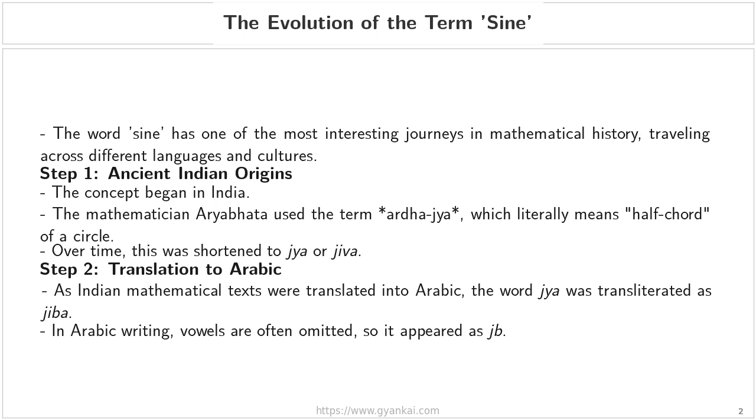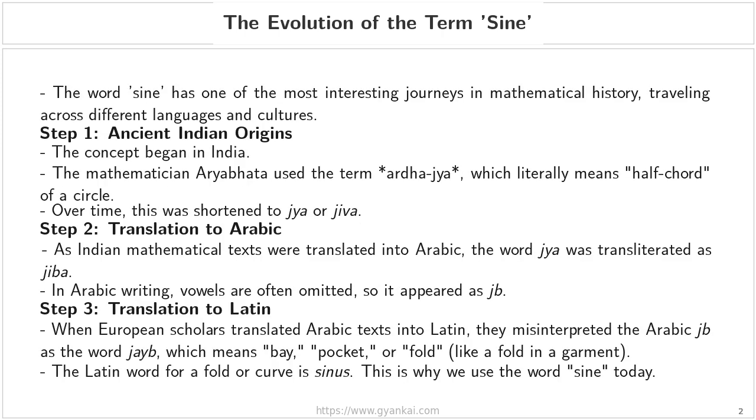Next, we move to step 2, the translation to Arabic. As Indian mathematical knowledge spread, these texts were translated into Arabic. During this process, the word jaya was transliterated into Arabic as jiba. Now, here is a crucial detail. In traditional Arabic writing, vowels are often omitted. Because of this, the word appeared in written form simply as JB.